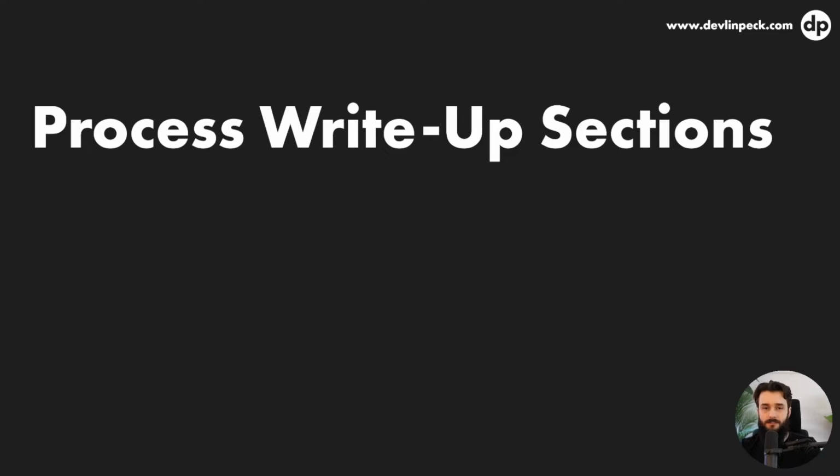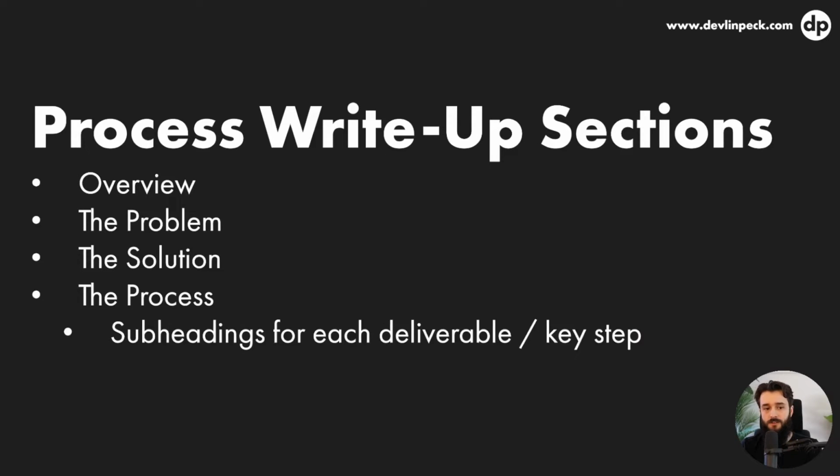All right, so here are the main sections we'll include in the process write-up, just in case you're wondering, what is it actually made up of? We have the overview, the problem, the solution, the process. And in this process section is where you talk about each deliverable or key step that you took to bring the project to life. And you'll have a subheading for each of those. And then the results. So this is basically the outline of your process write-up.